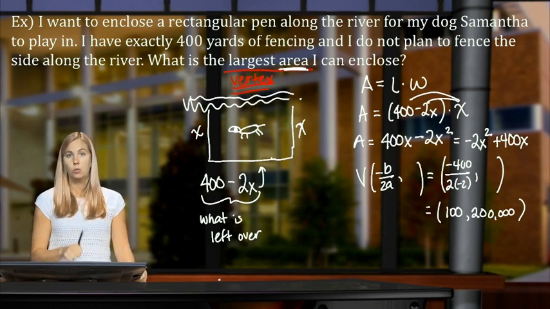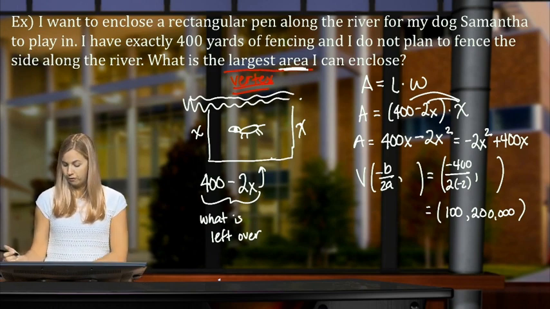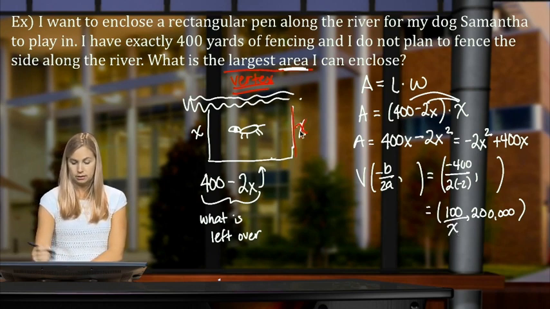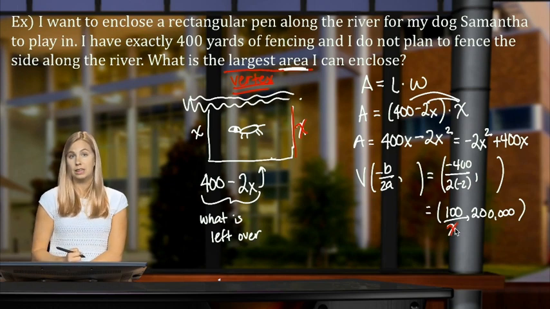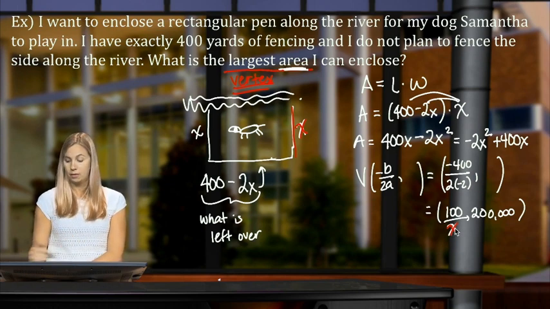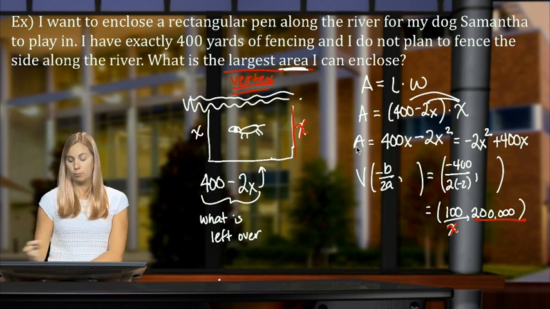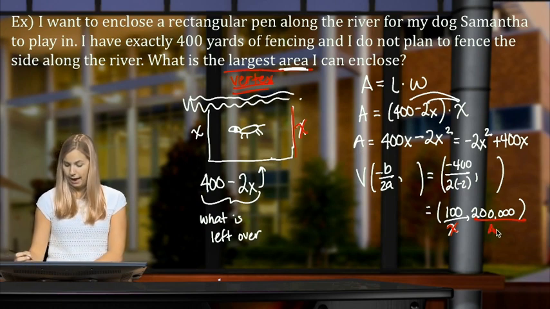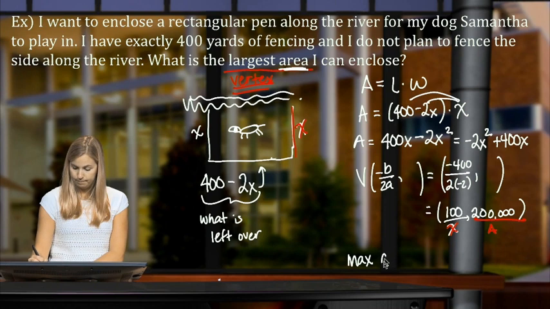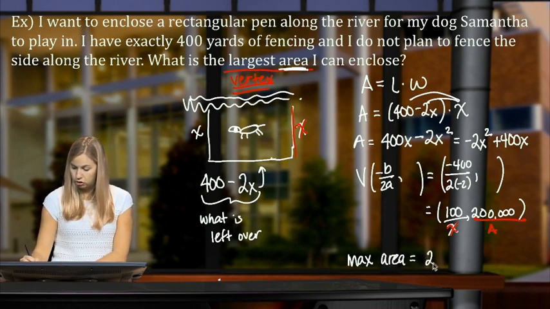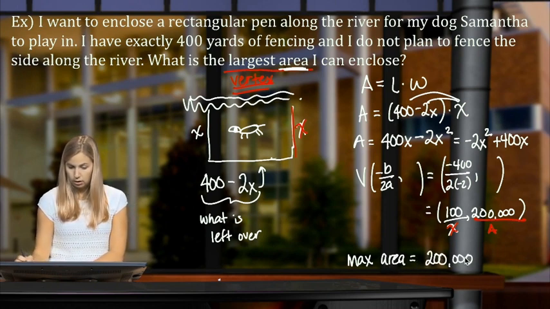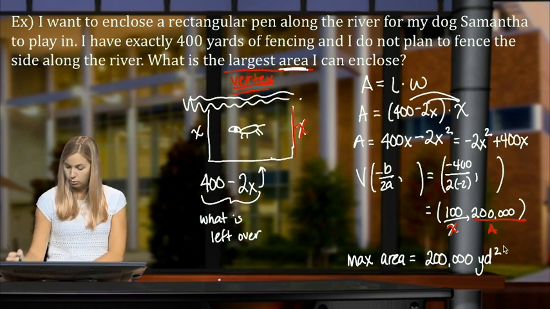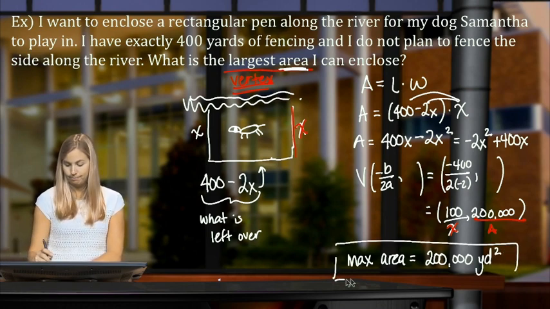Looking back at your question, they want to find the largest area I can enclose, so the maximum area. So we need to interpret the values for our vertex. This x is corresponding to this x. That's the width of my pen. This is the output for my area. So my maximum area is 200,000 square yards, which makes Samantha a very happy girl.